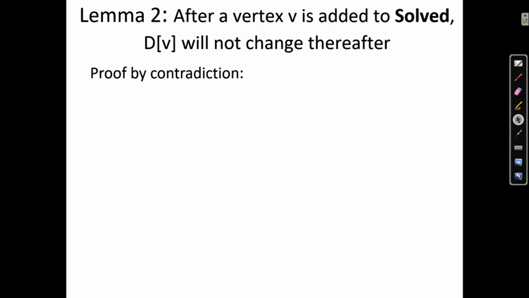Next, the second lemma. The second lemma is actually a property of our algorithm, as it works on a non-negative weighted graph. This lemma says that after a vertex V is added to solve, D of V will not change thereafter. It makes no claim that D of V is actually equal to the actual shortest path cost, but it will not change after that. That's all this lemma is saying. So again, proof by contradiction.